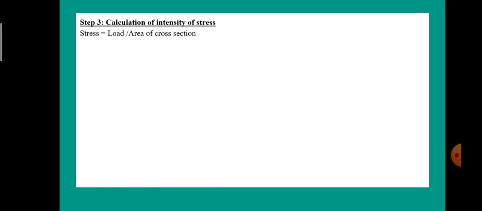Stress, I know, is load by cross sectional area. Load they have given as 45,000 Newton, and the cross sectional area we just found in the previous step, that is 11.25 into 10 power 3. Substituting that I'll get the stress in terms of Newton per mm square, because the load is in Newton and cross sectional area in mm square. After simplifying, I'll get the stress as 4 Newton per mm square.